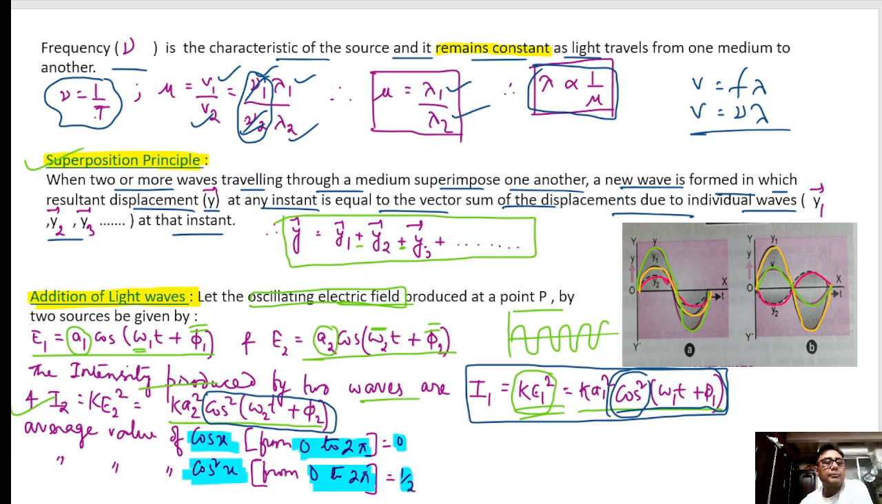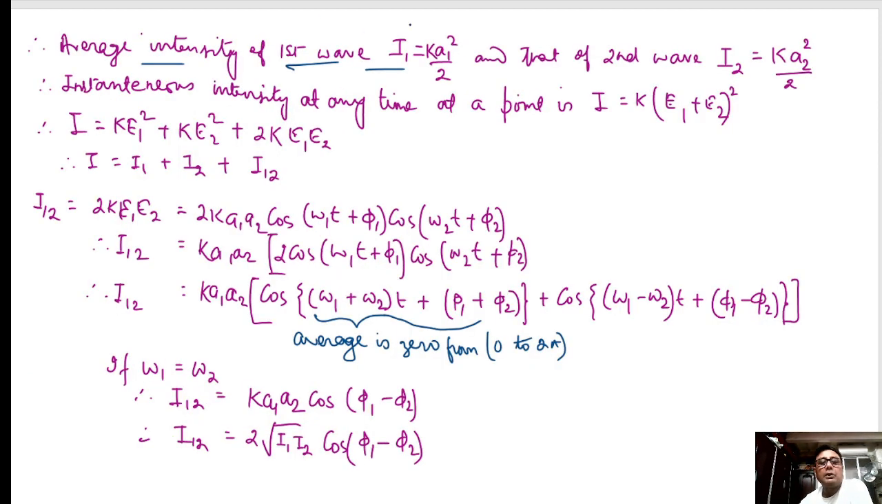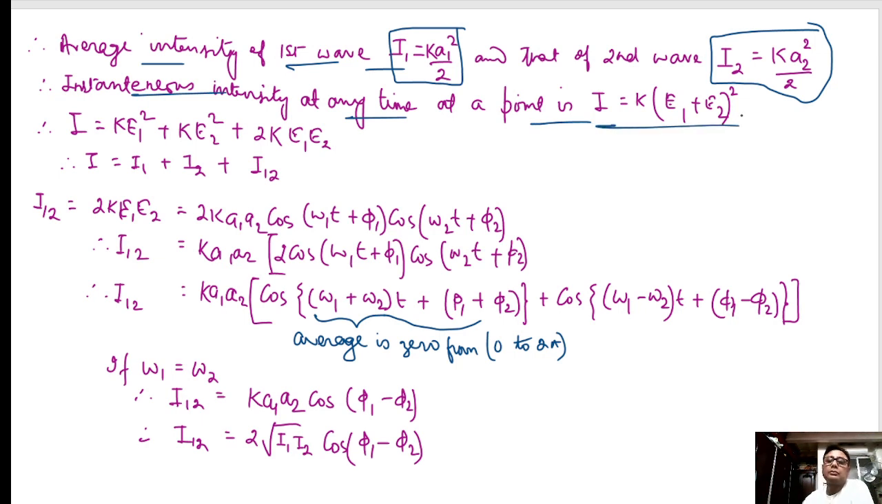So the average intensity of the first wave will be this, half has come. The second wave will be this, half has come. The instantaneous intensity at any point will be the sum of these two, K into (E1 plus E2) whole square. So this is K E1 square plus K E2 square plus 2K E1 E2.